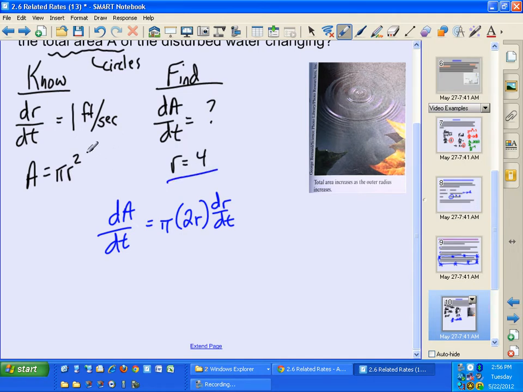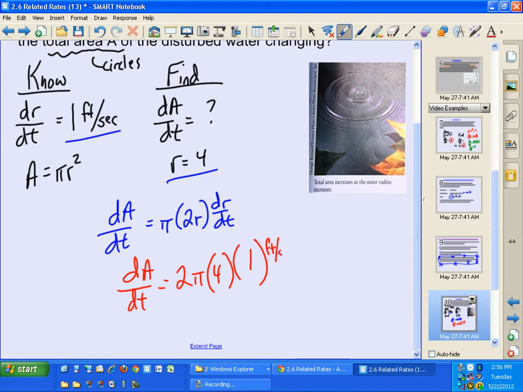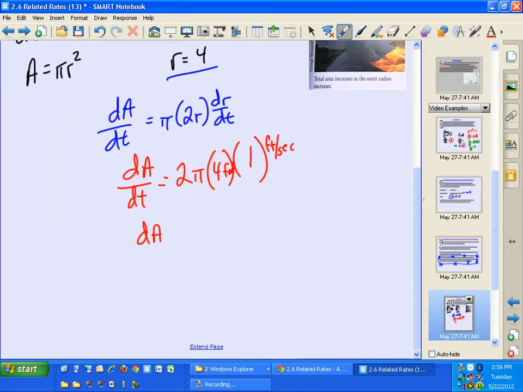Now it's time to plug in what the specific cases are, that the radius is 4 when dr/dt is 1. So to find dA/dt, I will say, okay, well, it's 2 pi, my radius is 4, and dr/dt happens to be 1 foot per second. So now this is foot per second, radius is foot. When I'm multiplying these together, dA/dt will give me 8 pi feet squared per second.